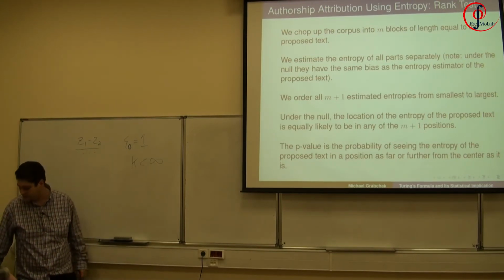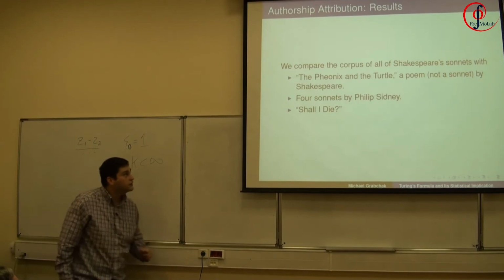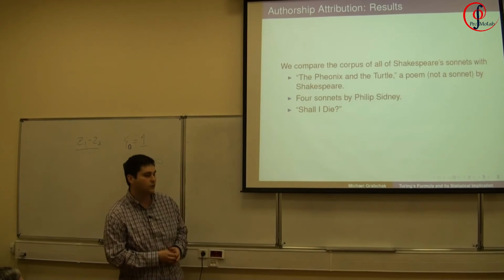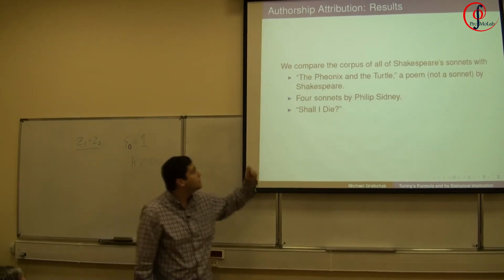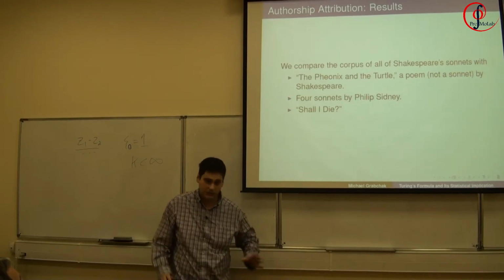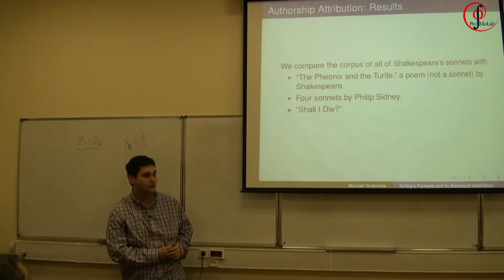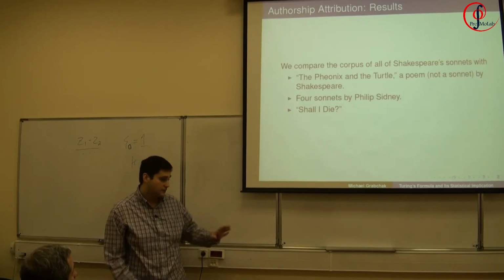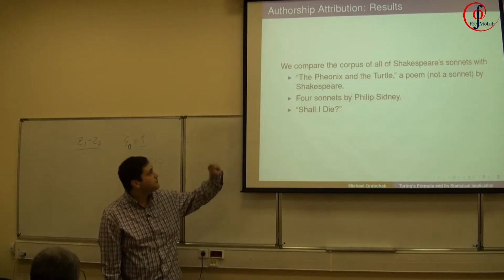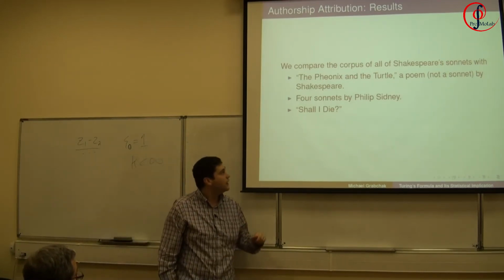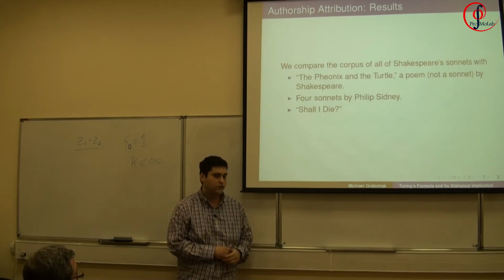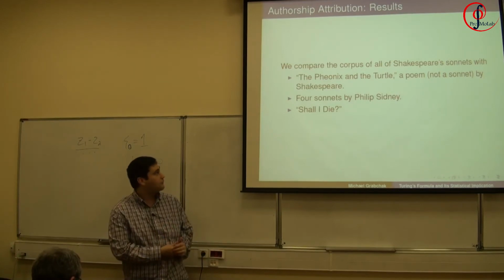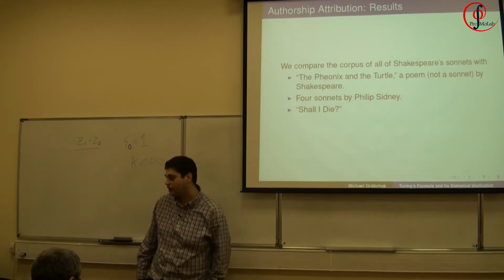This just summarizes what I said. Then we compared the poem. We didn't just compare with Shall I Die? We wanted to see how well this methodology would work in other situations. So we took a poem, The Phoenix and the Turtle, written by Shakespeare, at least everyone seems to agree it was written by Shakespeare. It's not a sonnet, so it wasn't in the corpus, but it's a poem, so it's not a play. We also took 4 sonnets by Philip Sidney, a contemporary of Shakespeare's, just to see how well that would work. And then, of course, we looked at Shall I Die?